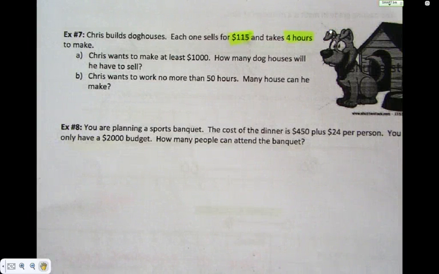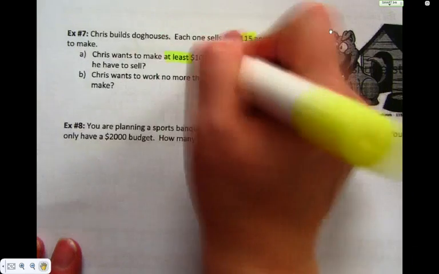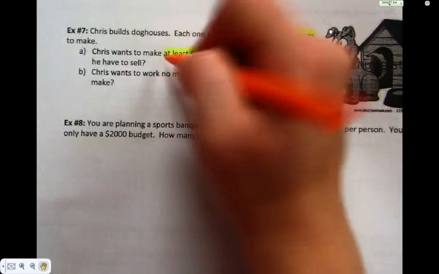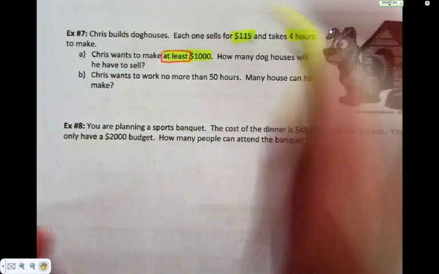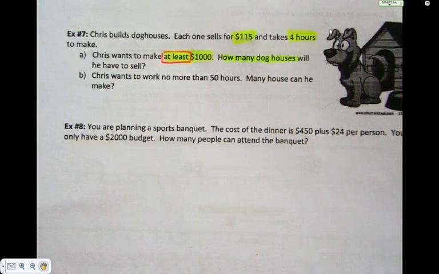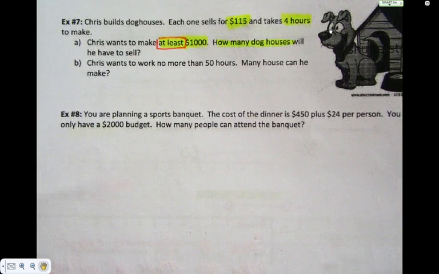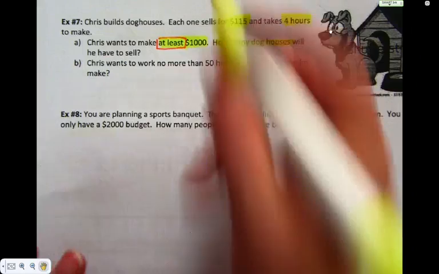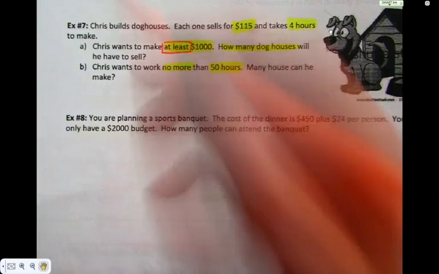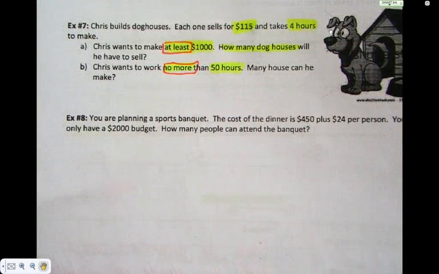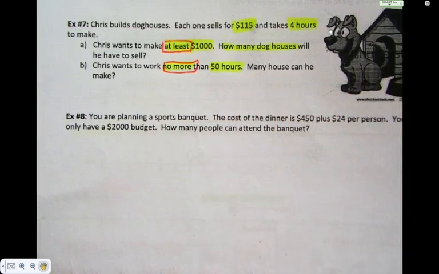Part A. At least 1,000. I'm going to box that word "at least" again. What else would you like to highlight? Part B. No more than. And that's why the highlighting and the double reading is good, because a lot of people just see "more than," which is a completely different inequality. Then I think we're missing how many houses, nonetheless.